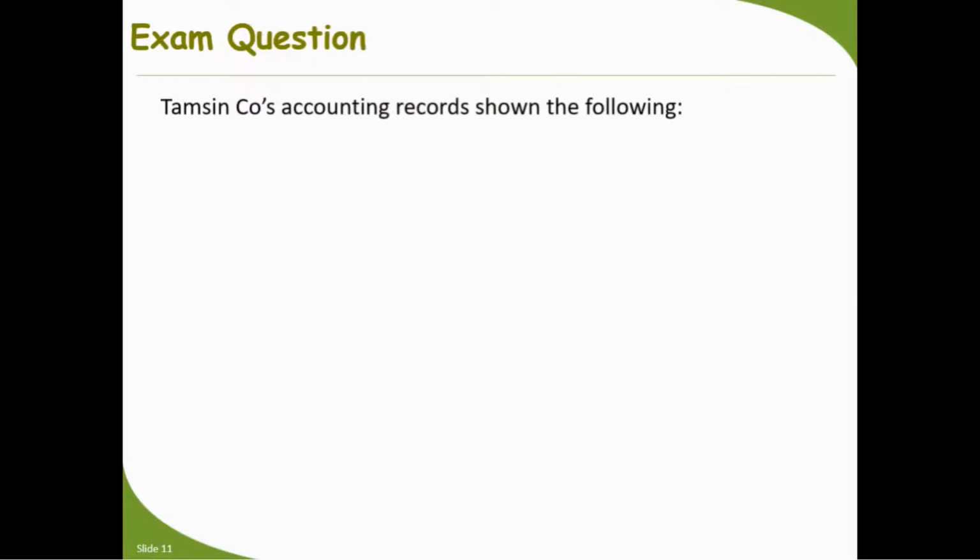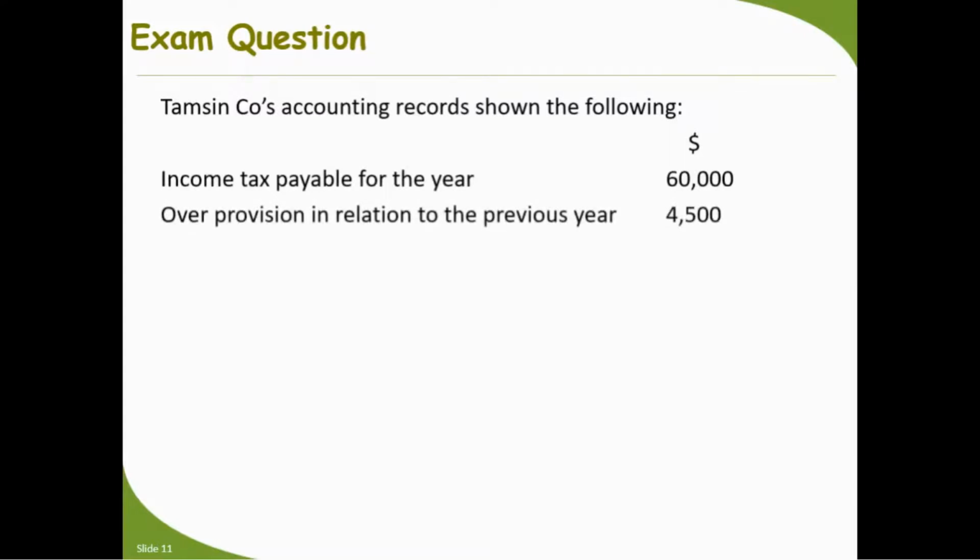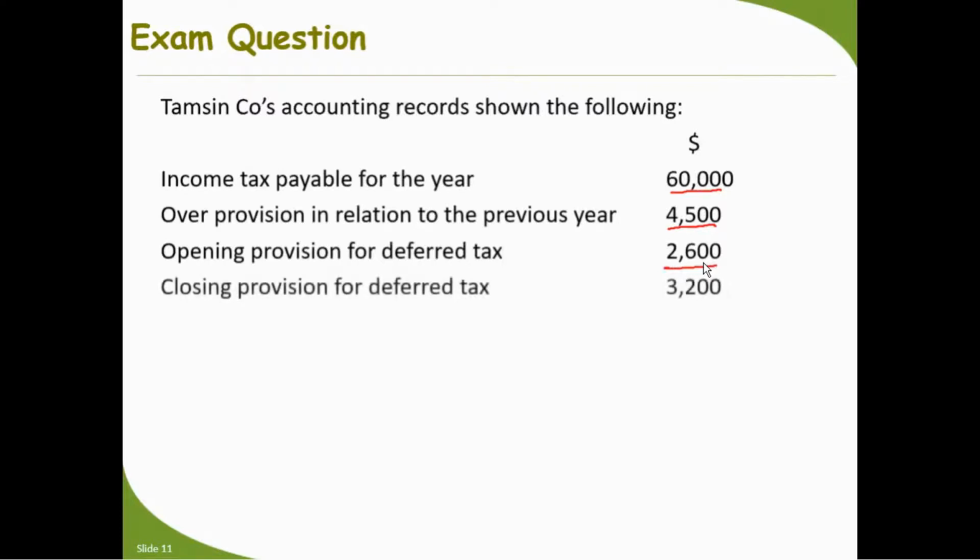The company's accounting record shows the following. Number one, income tax payable for the year is 60,000. Then we have over provision in relation to the previous period. Now, the current year tax estimate is given to you. The previous time period over provision is given to you. The opening provision for deferred tax is given to you. The opening balance is given to you. The closing balance provision of deferred tax is again given to you. You don't need to calculate. This is the first case, so we will just compare opening and closing balance.